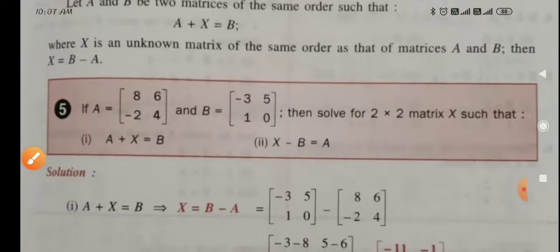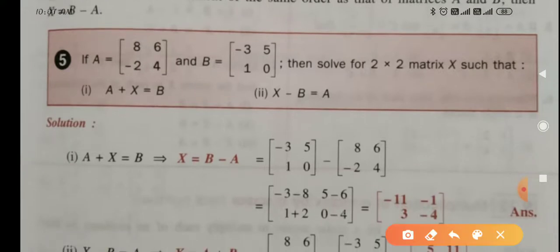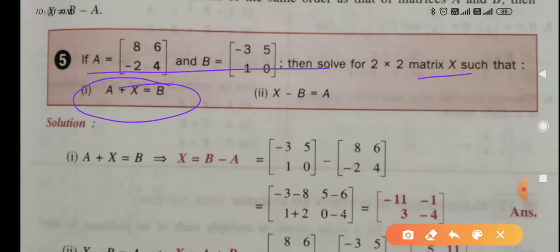After this, matrix equation is coming. How can you solve a matrix equation? What is a matrix equation? You can see two matrices are given, A and B. Matrix X you have to find. Here you can see A plus X equals B. It is the given condition or equation: matrix A plus matrix X equals matrix B. So this is the matrix equation. With the help of this matrix equation, you have to find this matrix X. So X will be B minus A. So B value you can put, A value you can put, and you can subtract.